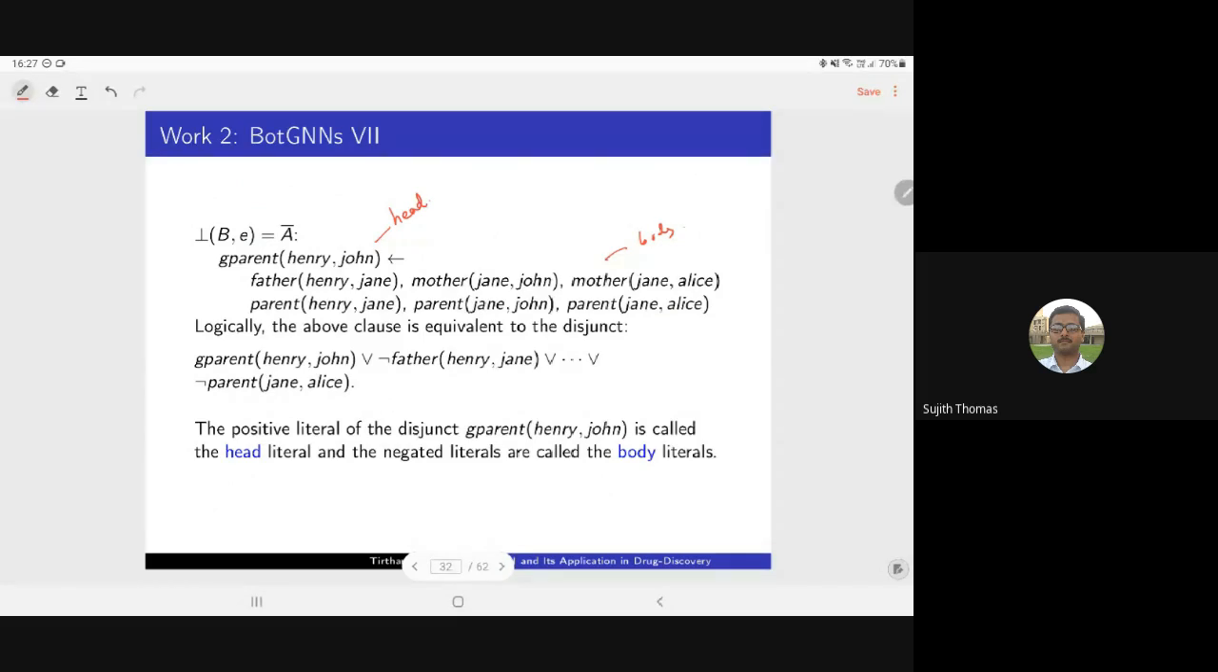Tirtharaj, what does the comma denote here? Comma is and, is it? Comma is and. Okay. Yeah.